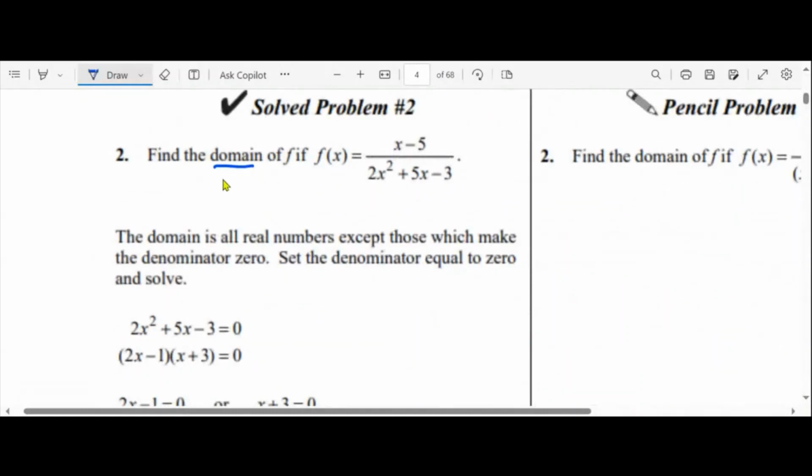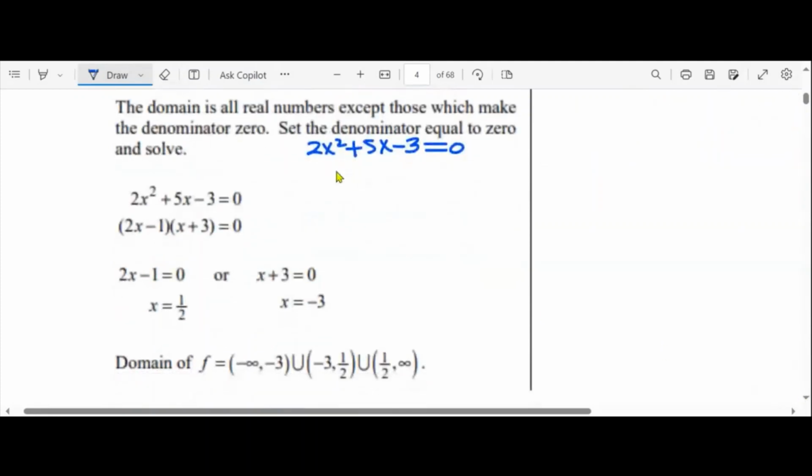Next question, he said find the domain. If he said domain, then we only deal with what? Denominator. Okay? So we're going to say 2x squared plus 5x minus 3 equal what? 0. Then do we have greatest common factor? No. So then you do trinomial factoring.